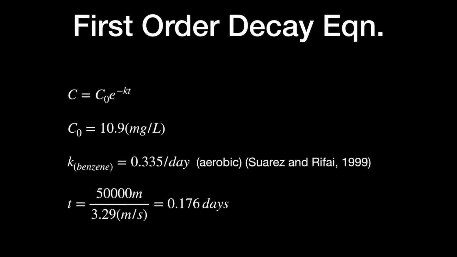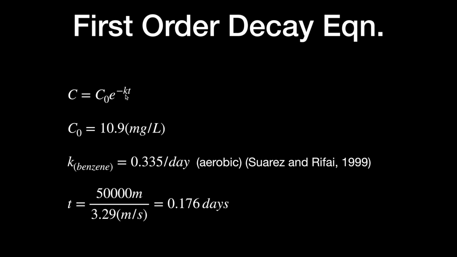So once we have that information, we can begin to use our first order decay equation. And once it's already derived, it's basically already more or less solved. You have your concentration is equal to your initial concentration times the exponential function of the negative decay rate times time.